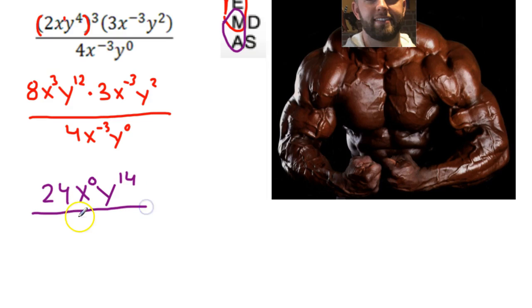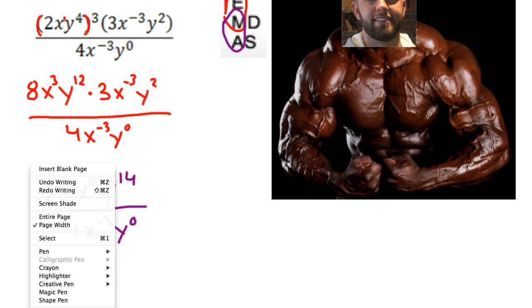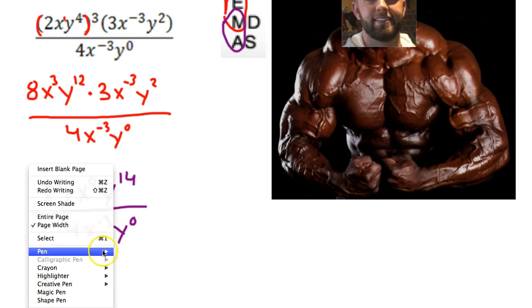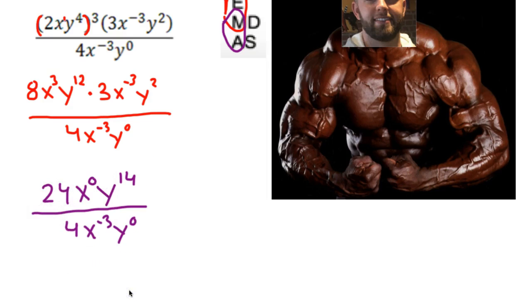And that's all over 4x to the negative 3, y to the 0 power. Let me change my color one more time. There we go. So now I've got the coefficients, the x's, and the y's, and I'm going to divide, right? It's a quotient. 24 divided by 4 is 6.